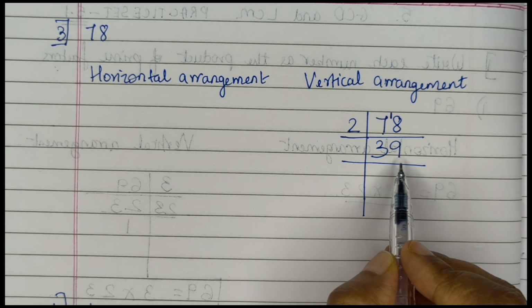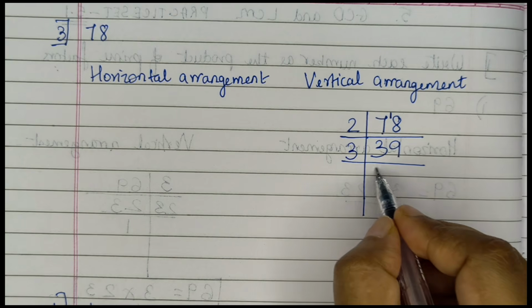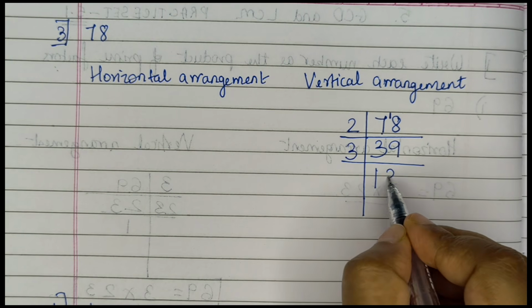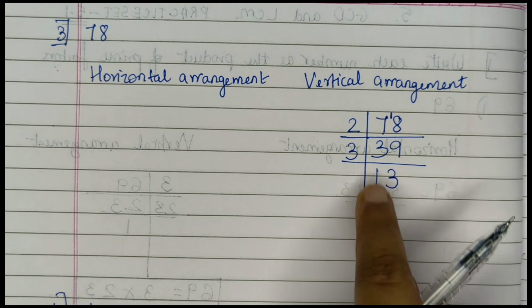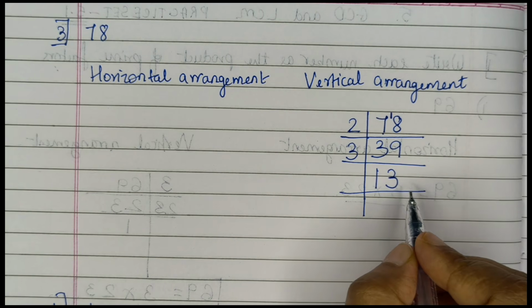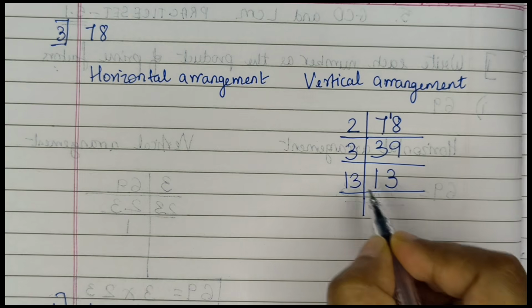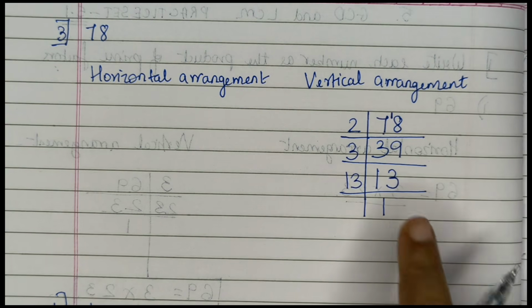You cannot divide it by 2. That means we will have to take 3 here. 3 ones are 3 and 3 threes are 9. 13 is a prime number. When it doesn't go in any table, you have to take the number itself, the same number. 13 ones are 13. Understood?